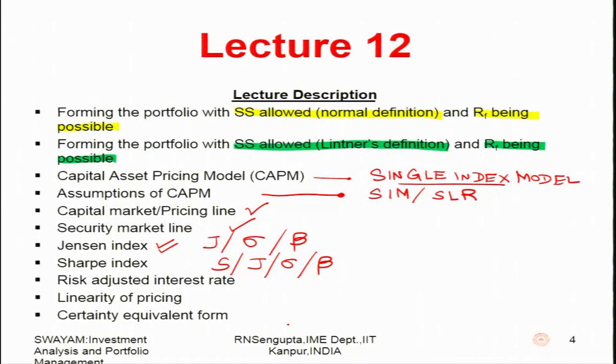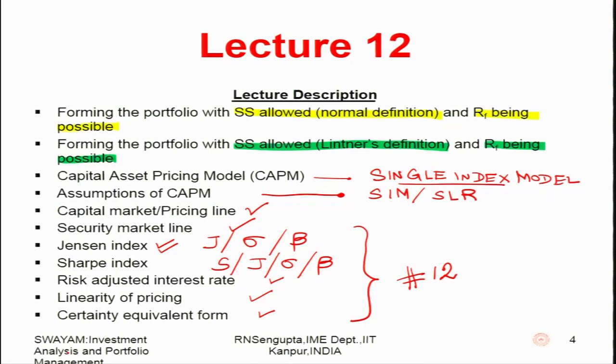But while solving the problems, I would not be mentioning those assumptions repeatedly. I will mention them very subtly when you consider the assumptions. We will consider the risk adjusted interest rate, the linearity of pricing and the certainty equivalent form. So, hopefully I will be able to cover all these in the 12th lecture. If not, it will flow over into the 13th one and so on and so forth.